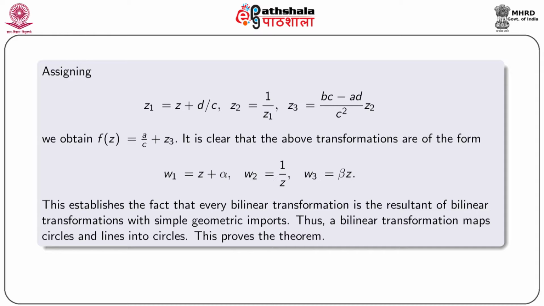It is clear that the above transformations are of the form W1 equal to z plus alpha, W2 equal to 1 by z and W3 equal to beta z. This establishes the fact that every bilinear transformation is the resultant of transformations with simple geometric imports. Thus, a bilinear transformation maps circles and lines into circles and lines. This proves the result.